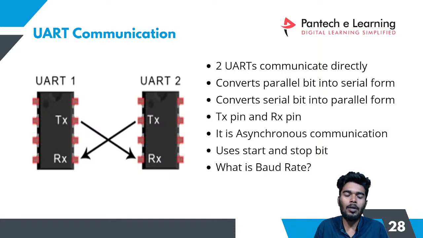The data bus sends the data in parallel to the UART, which converts the parallel data into serial data and transfers it to the second UART, where the serial data is converted back to parallel data. That's how the operation goes. We have two pins: TX on the transmitter side and RX on the receiver side. UART is an asynchronous communication, while USART is a synchronous communication.